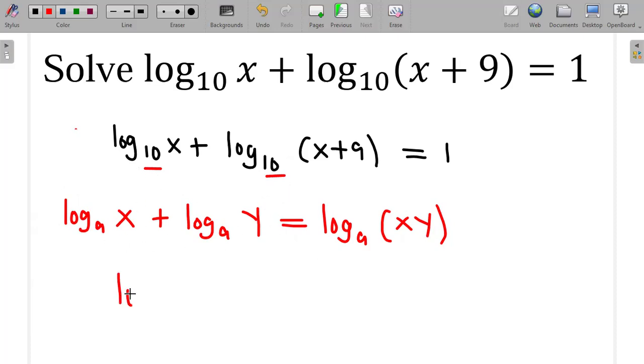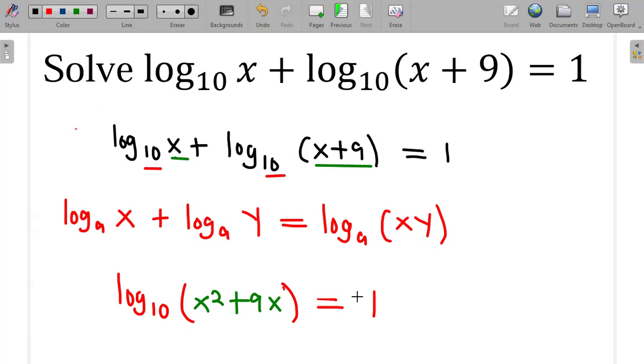So it will just be log base 10, and then in the brackets, we're going to multiply x with x plus 9. So this will just be x squared. Then this x multiplied by this is going to give me plus 9x. Okay, so this is what I have, and it's still equal to 1.